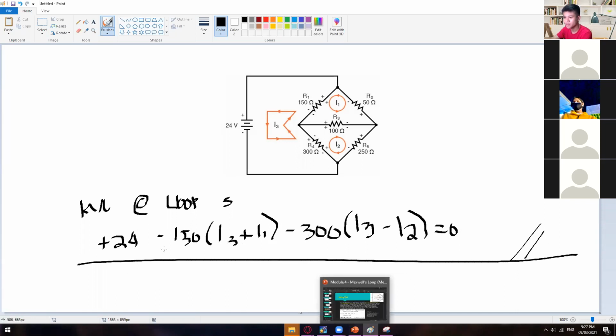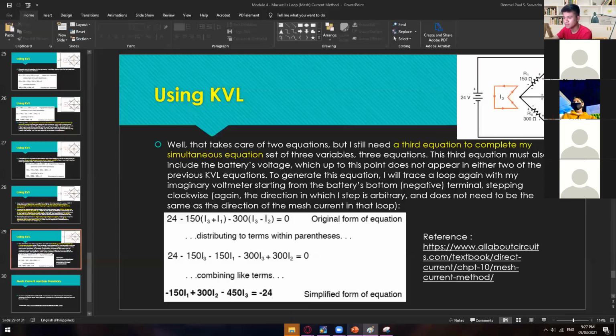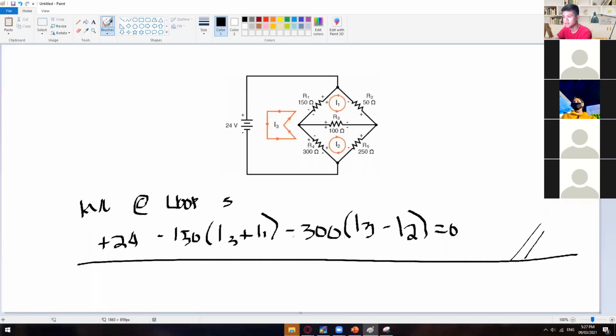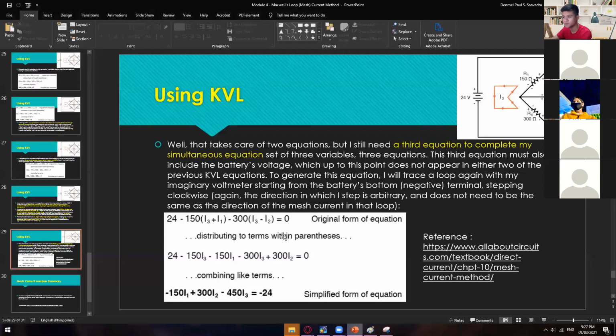All right, so let's compare. Positive 24 minus 150 minus 300. And then right here we have plus I3 and I1, and then I3 minus I2. Okay, so there you go. We've got the third equation.